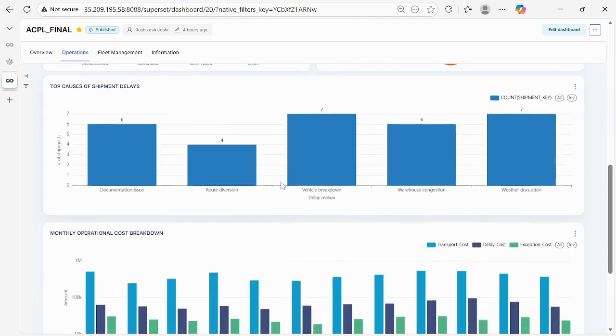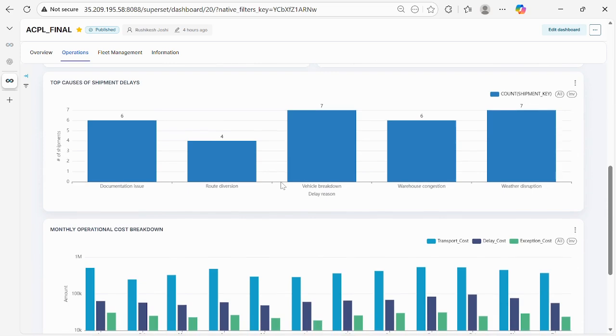Next is the top causes of shipment delays. This chart shows the most common reasons for delays, like documentation issue and route diversion, due to which it helps the team work on actual causes, not just the symptoms.